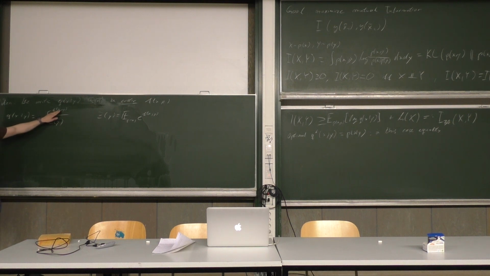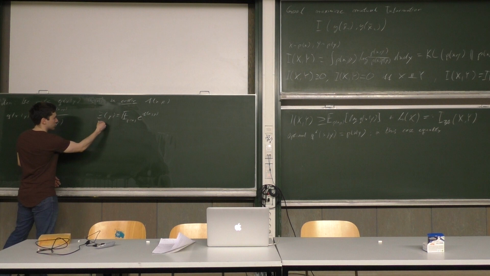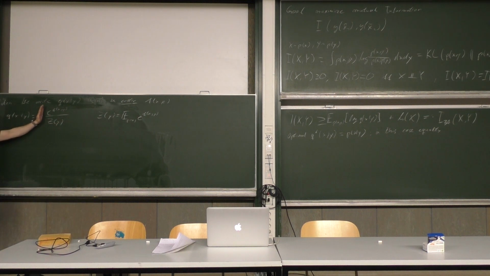Okay, so f of x and y can be any function. If we put it in an exponential, it's a positive function. And we divide by this, the so-called partition function, just so that this integrates up to 1. If this is known to you, you can think about f of x and y as a negative energy function. But the basic idea is f is some function that measures how related x and y are. So if f of x and y is high, that should mean x and y are related. If it's low, it should mean they are not very related.